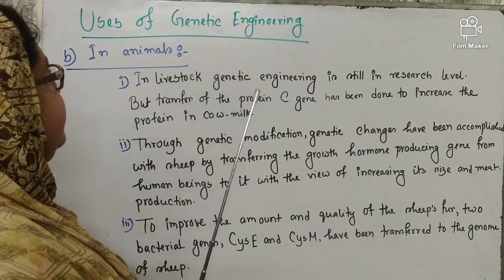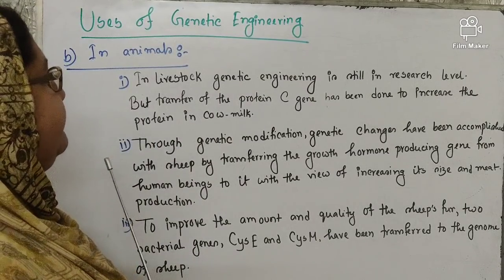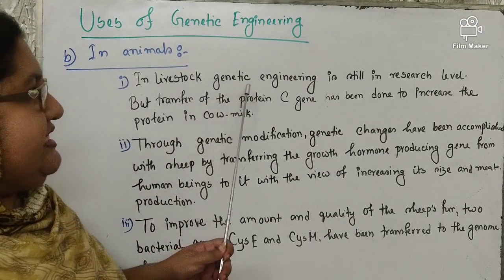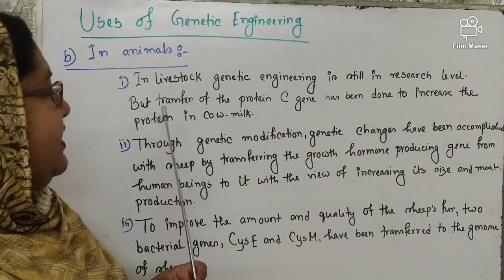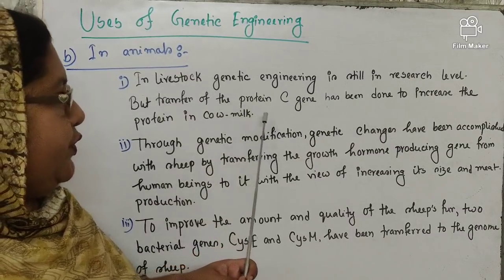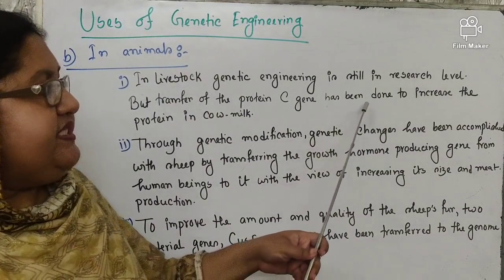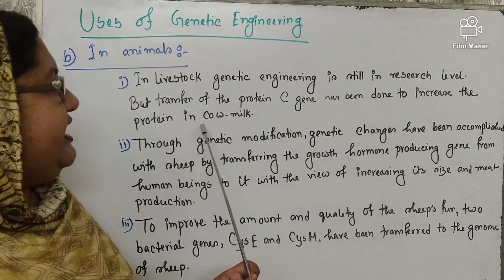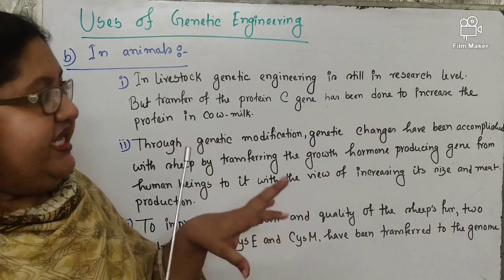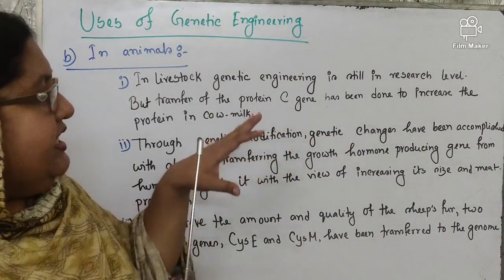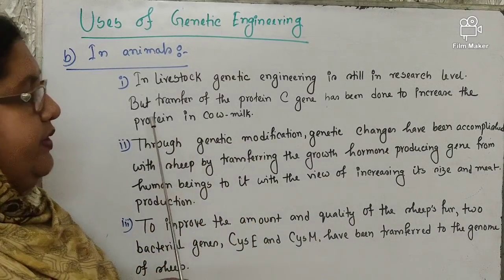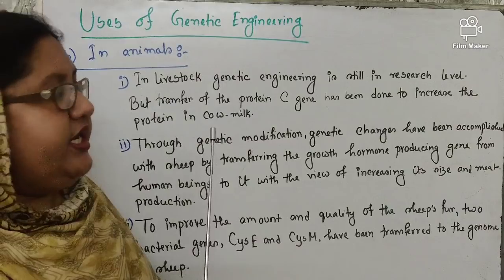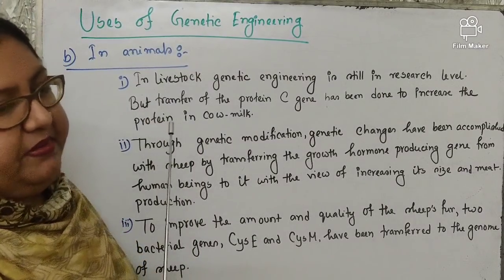Now, the uses of genetic engineering in case of animals. In livestock, genetic engineering is still at the research level, but the transfer of the protein C gene has been done to increase the protein in cow's milk. So by transferring the C gene, it is possible to develop a cow in which the amount of protein is increased in its milk.